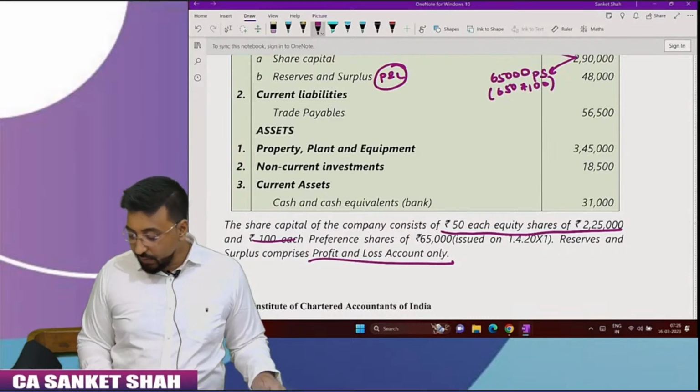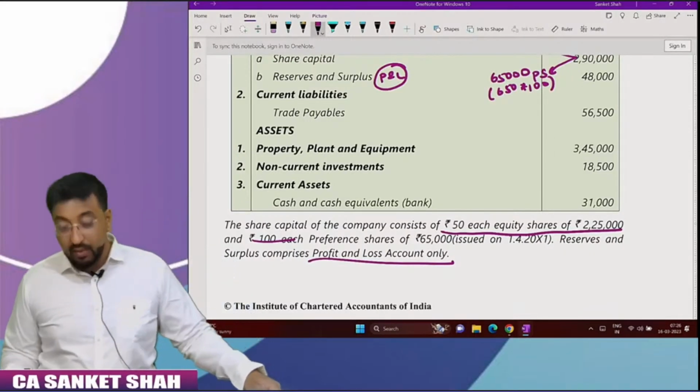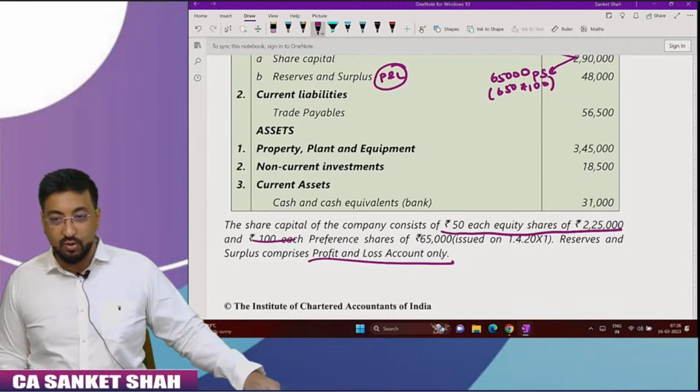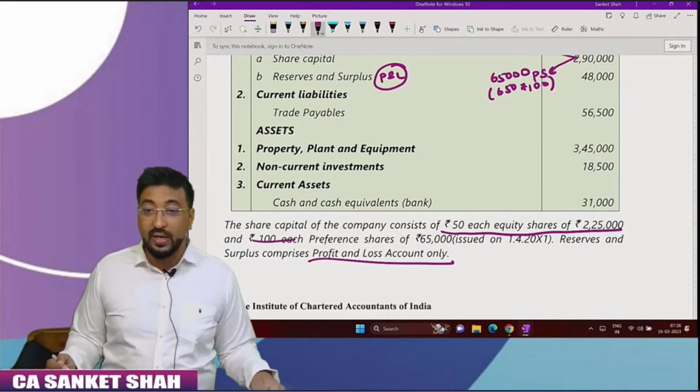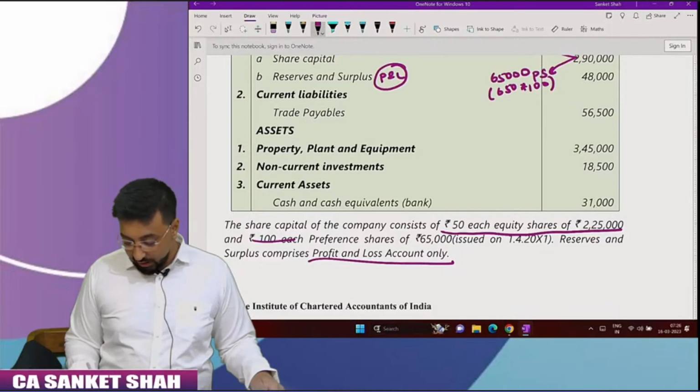The share capital of the company consists of 50 each. So, beta, we are going to use the tick-tick-G technique for this question. So, we will solve this question with the tick-tick-G technique.